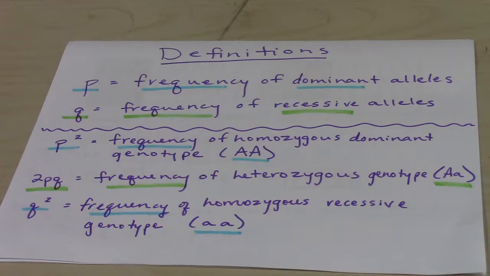P stands for the frequency of the dominant allele, Q for the frequency of the recessive allele, and then if you're looking for genotypic frequencies, P squared is the frequency of the homozygous dominant genotype, 2PQ is the frequency of the heterozygous genotype, and Q squared is the frequency of the homozygous recessive genotype.